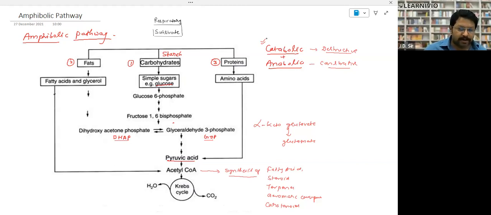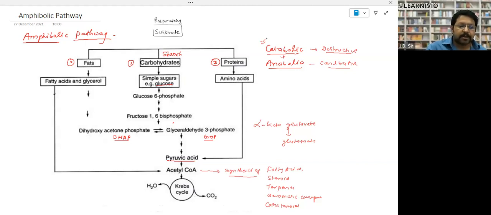Come to the carbohydrate. Carbohydrate breaks down to glucose. Glucose breaks down into G3P. In glycolysis, G3P into pyruvate and acetyl coenzyme A and Krebs. What about the protein? Protein breaks down into amino acid, into pyruvic acid, into acetyl coenzyme A and Krebs. That's how the substrates are being used, right?